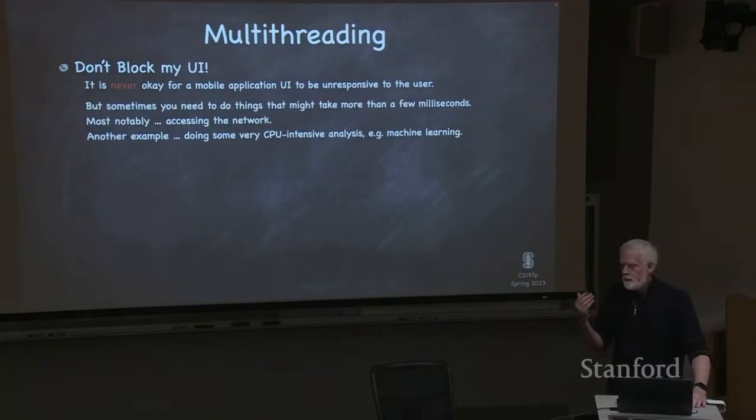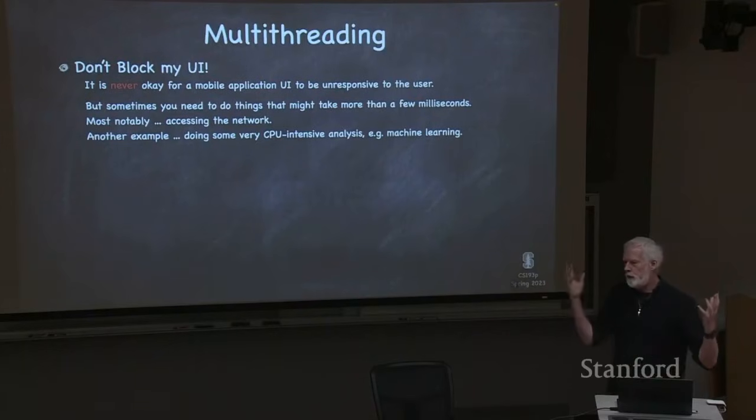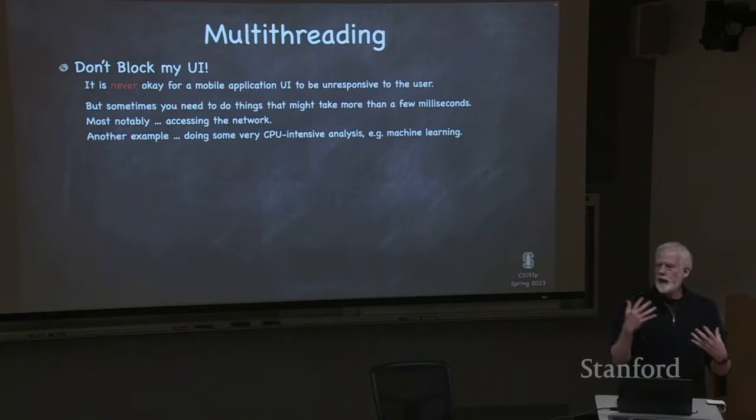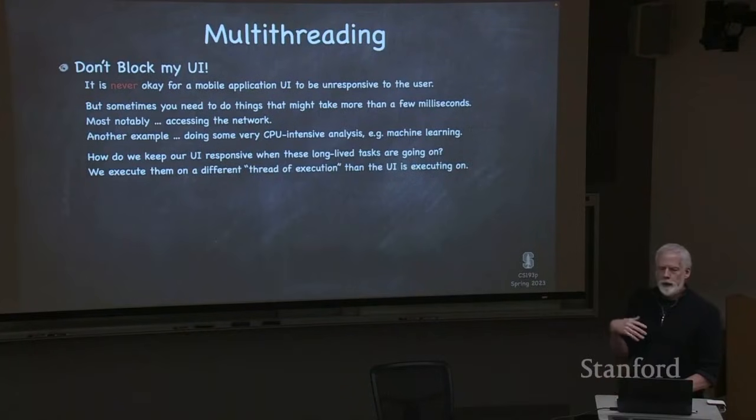Now, that's a problem, though, if you want to do something that takes a long time, like you want to go out on the network and get those words for our word game or whatever, or you just want to do something very CPU intensive. Maybe you're doing some machine learning thing, and you've got to process big matrices of data or something like that. You can't do that in the normal course of your code because it would make your UI freeze. Now, how do we deal with this? How do we stop it from freezing?